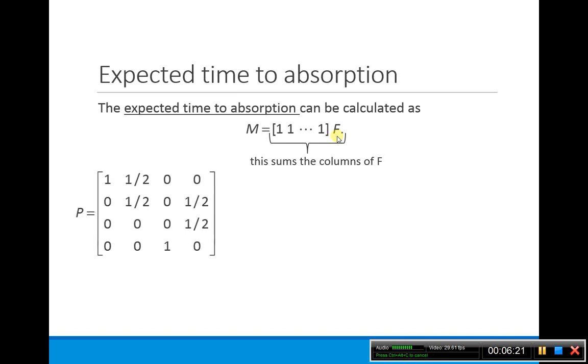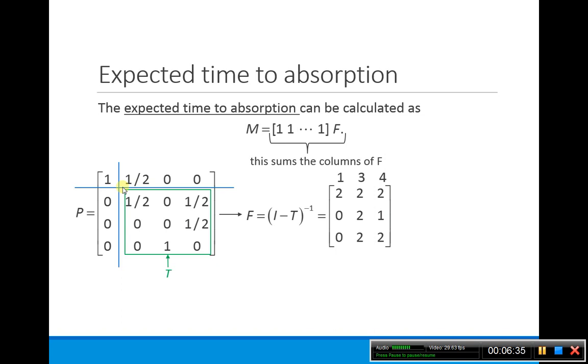So going back to our P that we had, this is our reordered matrix because we have this 1 up here in the corner. What we can do is think about separating this. We can pick off our T and form our fundamental matrix. Once we have our fundamental matrix, remember what these are. The first column of our fundamental matrix corresponds to state 1, state 3, and state 4. These are our transient states.